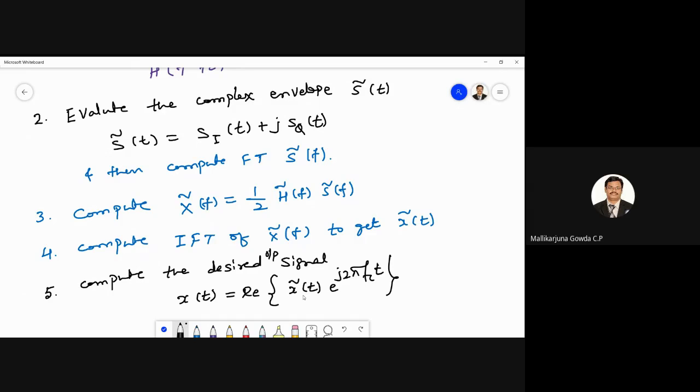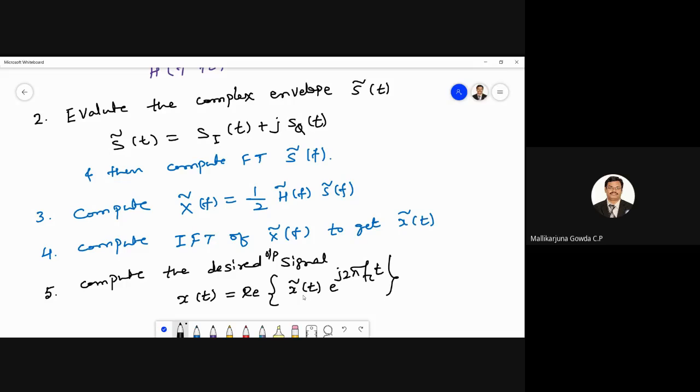So to sum up this, what I can say is the low pass equivalents of the incoming bandpass signal and the bandpass system will work by eliminating the exponential factor, that is e power j2 pi fc t, from the computation without the loss of information. That is what I wanted to conclude with this topic.